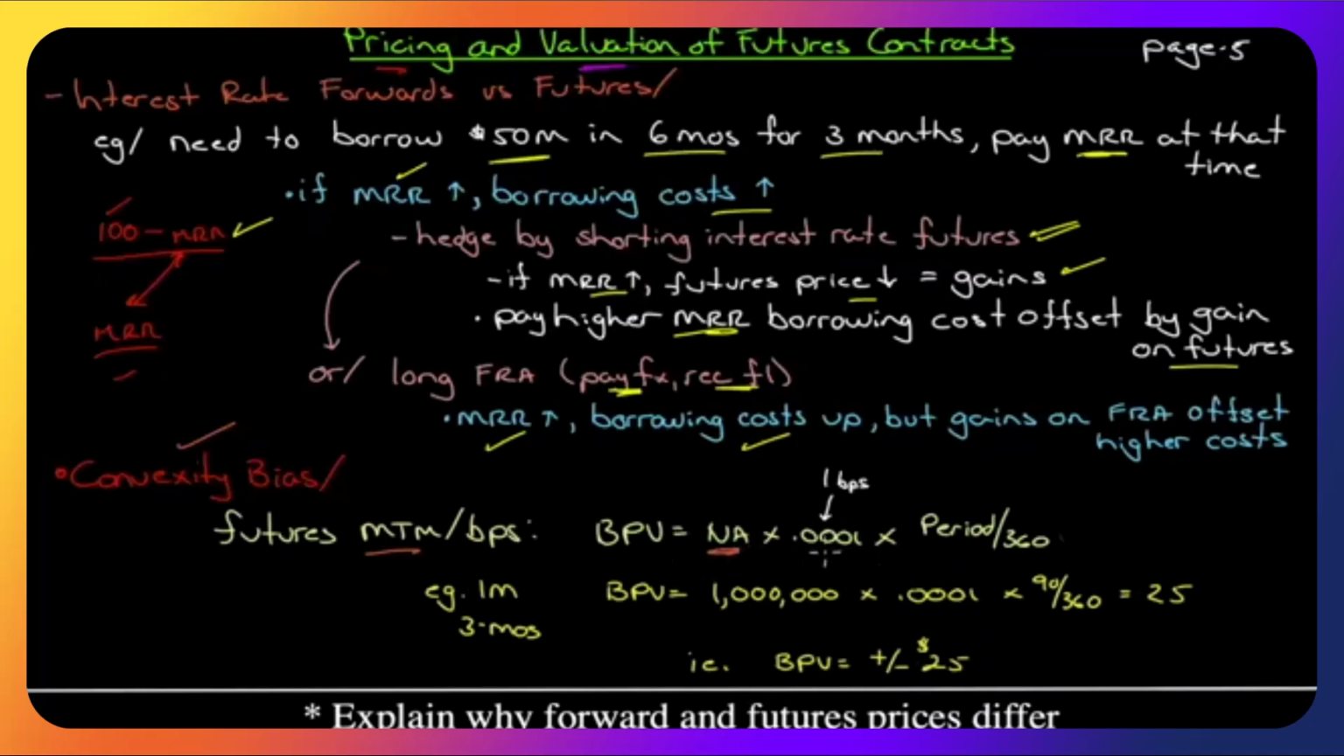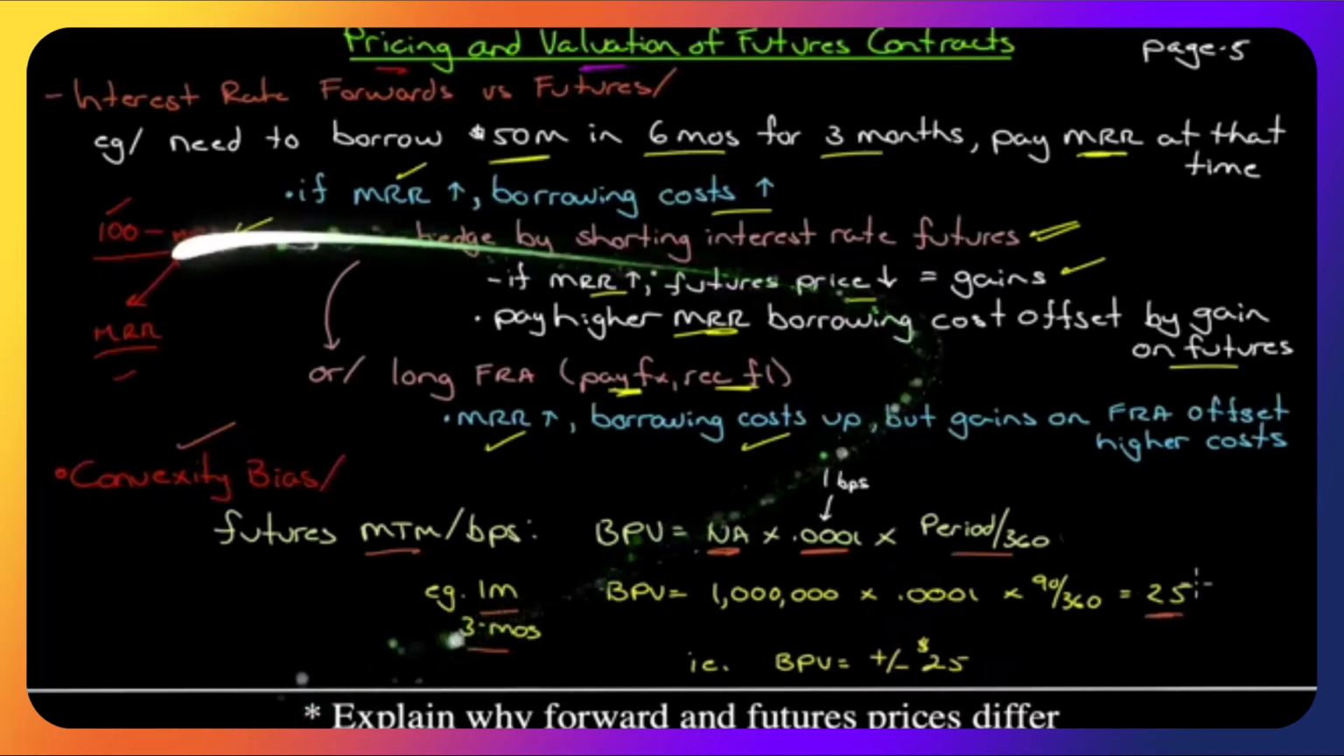How would we mark to market that contract? It is the notional amount multiplied by 1 basis point, times period over 360, whatever the term is. So let's say that we have $1 million and the period of time is 3 months. What's the basis point value? $25. So if interest rates go up 1 basis point or they go down 1 basis point, the mark to market on the contract will be $25. $25 each time, so you end up with a linear relationship between the price and the yield.